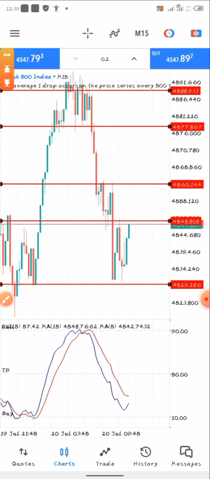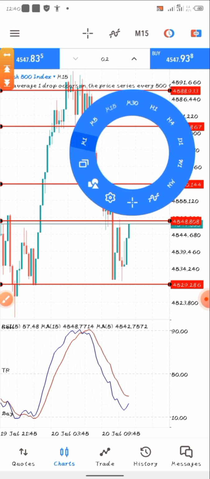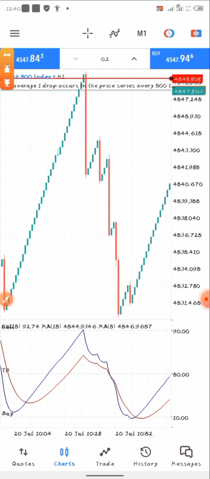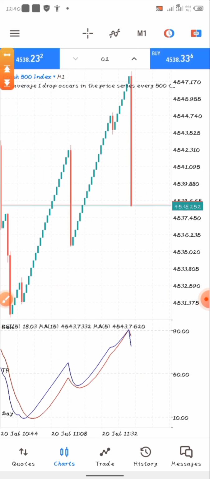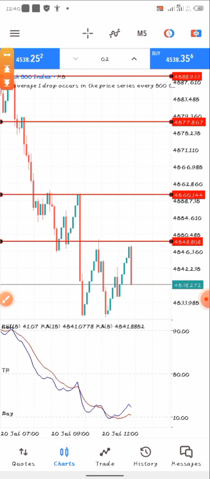literally reacts to. Then after you mark those areas, you switch to your lower time frame, which is our entry time frame, the 1-minute time frame, guys. Shoot, we missed the trade.